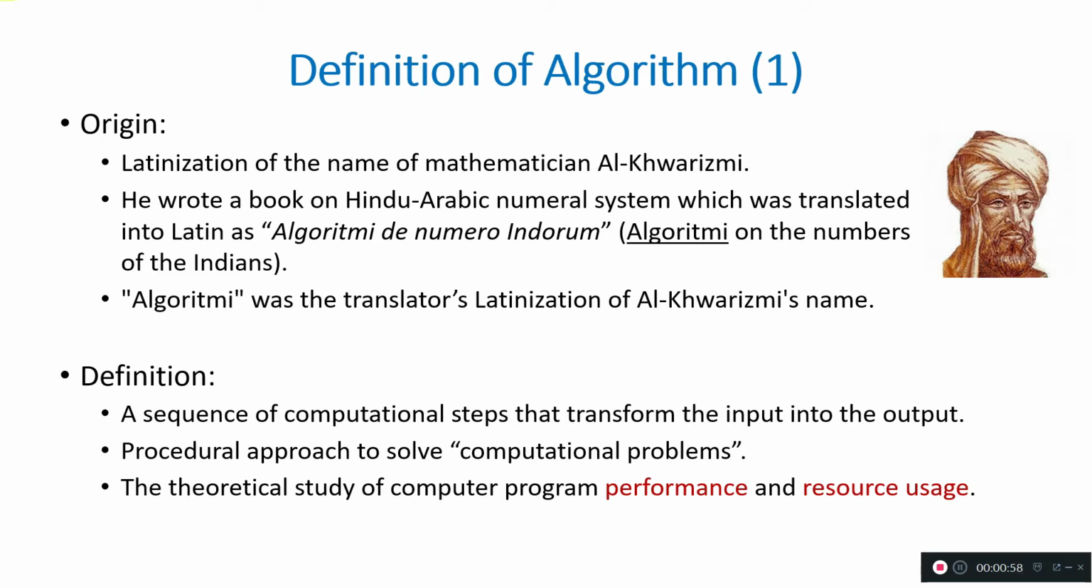Before delving deeper, we need to make sure that we all understand clearly what an algorithm means. The three most appropriate definitions for the term algorithm are given over here. It is a sequence of computational steps that transform the input to the output. It is a procedural approach to solve computational problems. The definition given by the authors of the book, however, states that it is a theoretical study of computer program performance and resource usage. Please pay attention to the terms performance and resource usage.